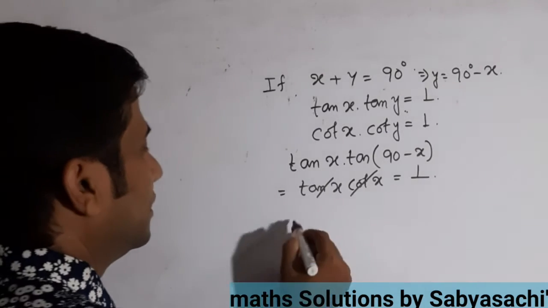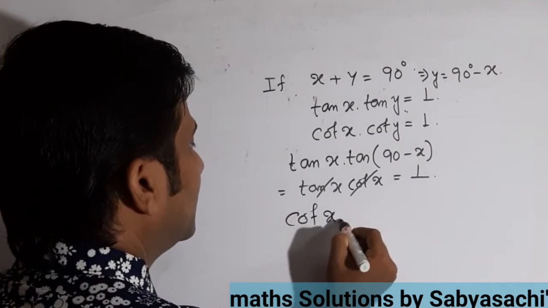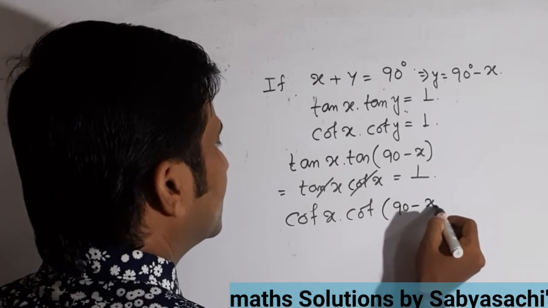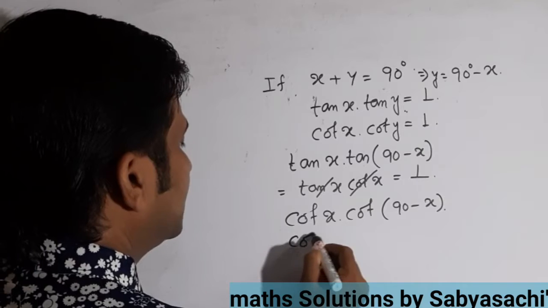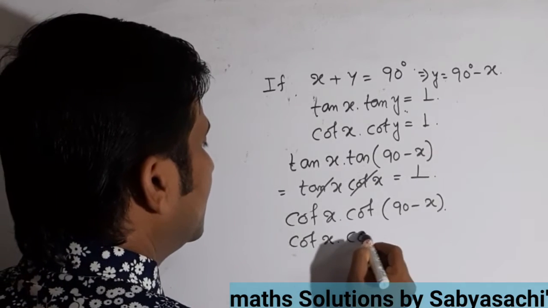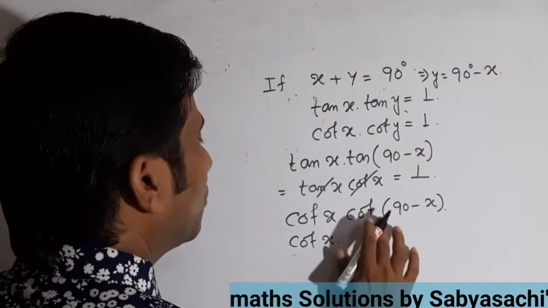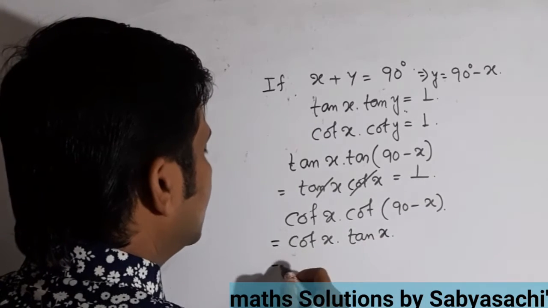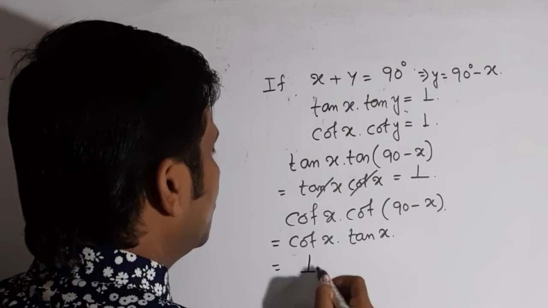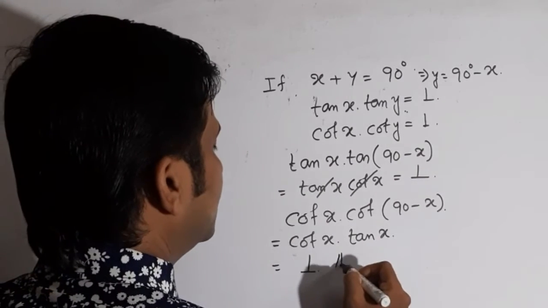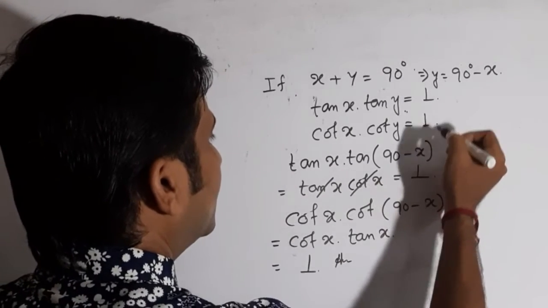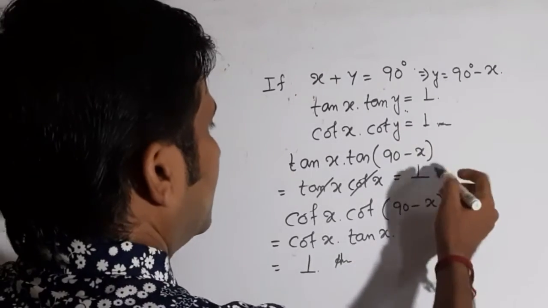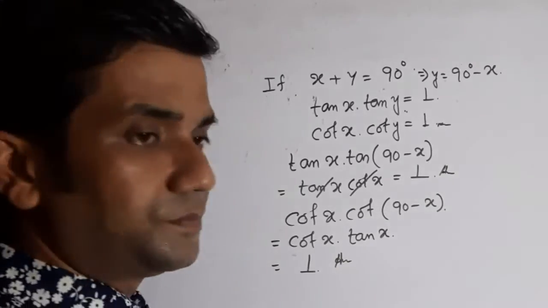Similarly, cot x into cot y, where y is 90 minus x, means cot x into cot 90 minus x, which is tan x, so cot x into tan x is equal to 1. This is your answer.